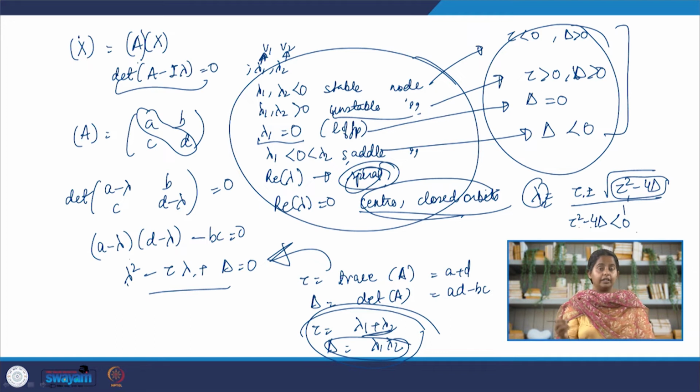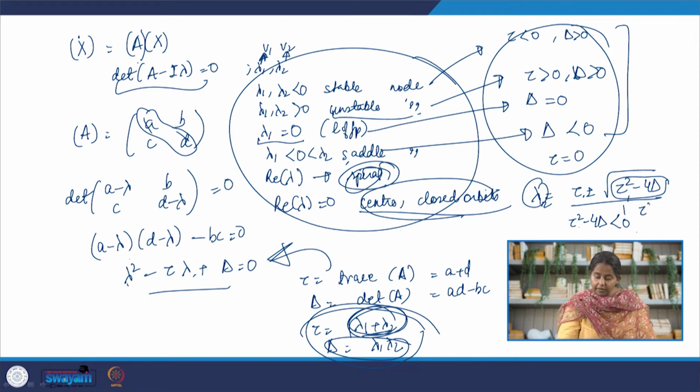In that case, we are dealing with orbits, we are dealing with centers. So, we can add on to this list. If tau is equal to 0, lambda 1 plus lambda 2 is equal to 0, or the trace of your matrix A is equal to 0, in that case, we are dealing with fixed orbits, we are dealing with centers.